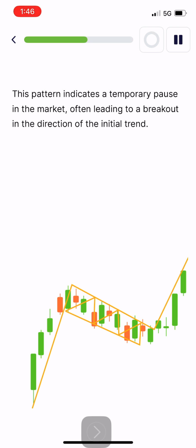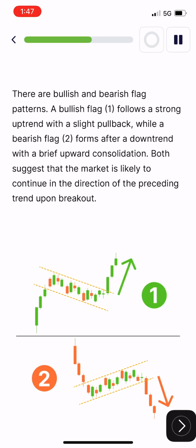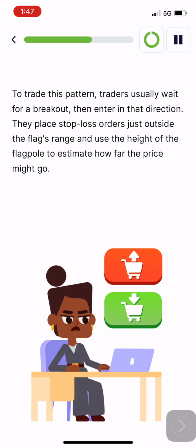This pattern indicates a temporary pause in the market, often leading to a breakout in the direction of the initial trend. There are bullish and bearish flag patterns. A bullish flag follows a strong uptrend with a slight pullback, while a bearish flag forms after a downtrend with a brief upward consolidation. Both suggest that the market is likely to continue in the direction of the preceding trend upon breakout. To trade this pattern, traders usually wait for a breakout, then enter in that direction.